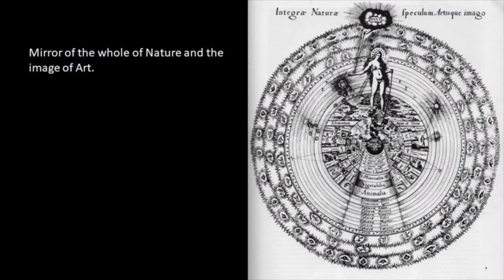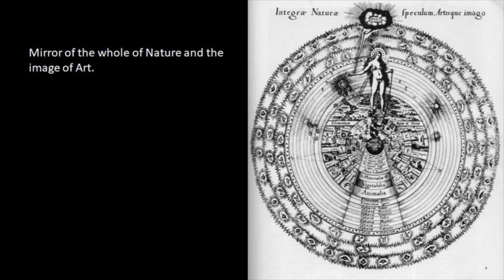I bring him up because in our last lecture, we looked at my favourite diagram, which you'll have seen over and over if you've been with me a while. It's called the Integrae Naturae Speculum Artisque Imago, which translates into English as mirror of the whole of nature and the image of art. So there you have it.